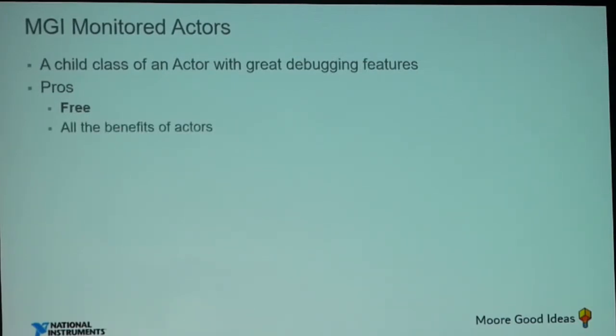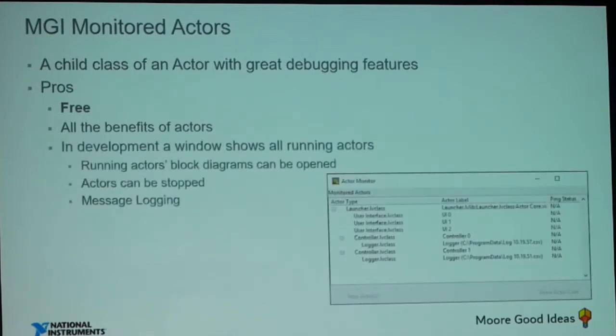You get all the actor benefits, of course, but in the development window, you get this awesome pop-up window that allows you to see all the running actors. You get to see their nesting hierarchy. You can open up any of the actors' block diagrams from this tool. You can debug, set breakpoints, all that stuff is possible in there. You can stop actors if you want. There's also a message logging feature that you can turn on that allows you to see all the messages coming in and out of a particular actor, which is super helpful for figuring out what's going on with your actors.